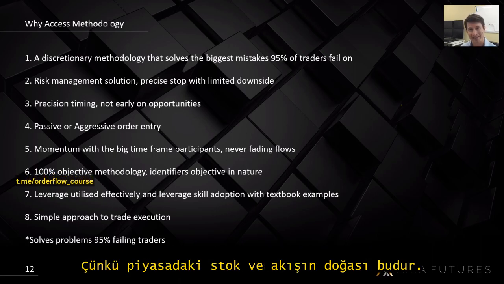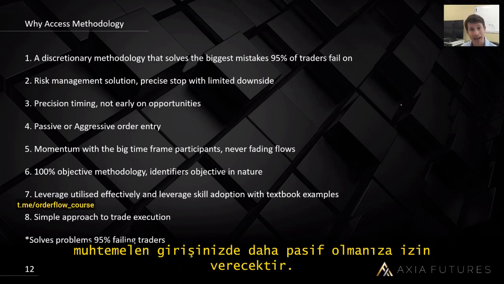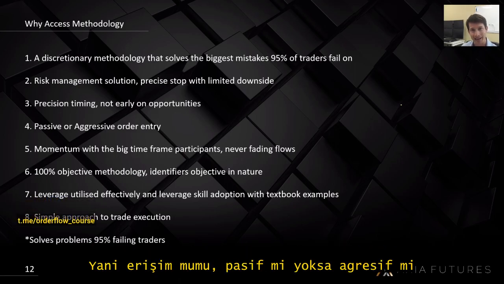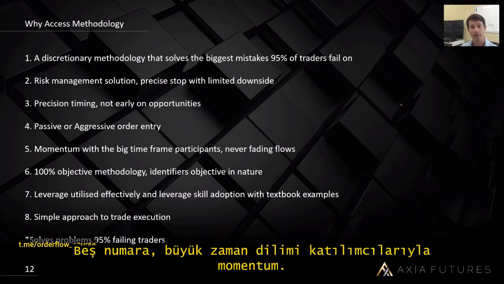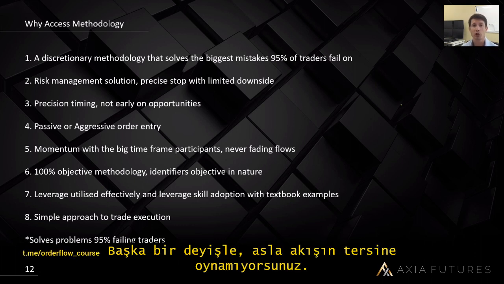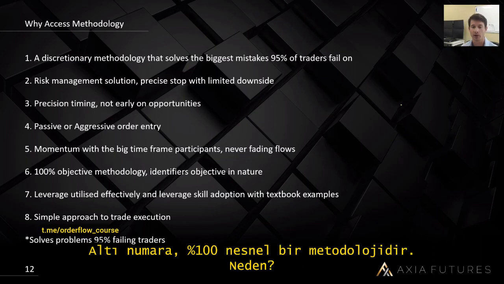Why? Because that's the nature of the stock and flow in the market. If it's one of the other types of access candles, it's probably going to allow you to be more passive in your entry. So the access candle will reveal to you whether or not you need to be passive or be aggressive. Number 5, momentum with the big time frame participants. In other words, you're never fading the flows. And that's crucially important.